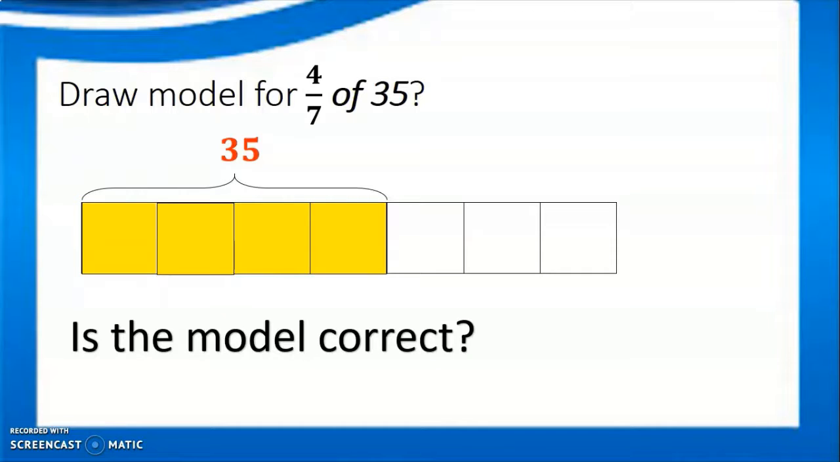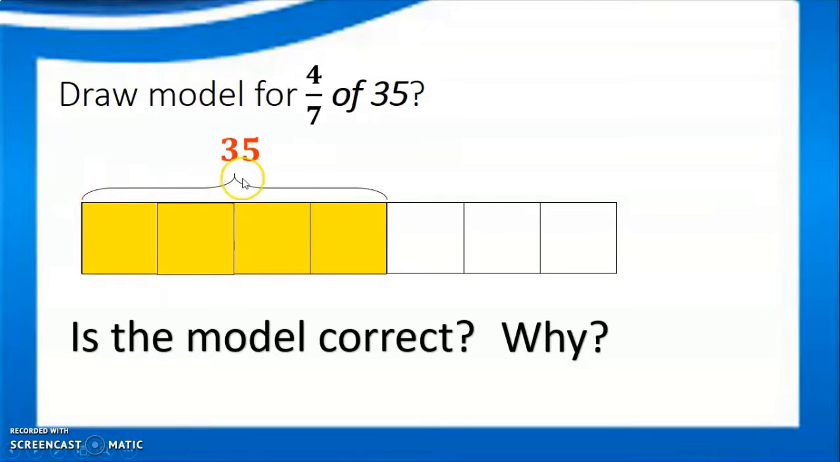Take a look at the model for 4 over 7 of 35. Is the model correct? Are you sure? It is wrong. Why is it wrong? Okay, let's check. We said we're going to draw 7 parts. Is it 7 parts? Okay. How many are we going to shade? Yes, 4 parts. And then label the model by using an arrow and put the whole number.